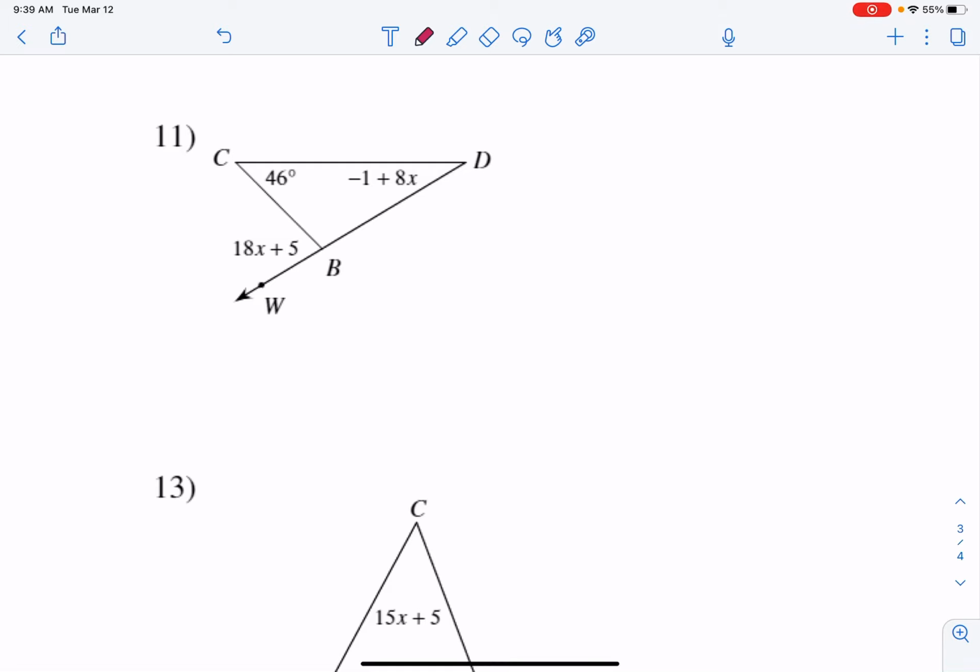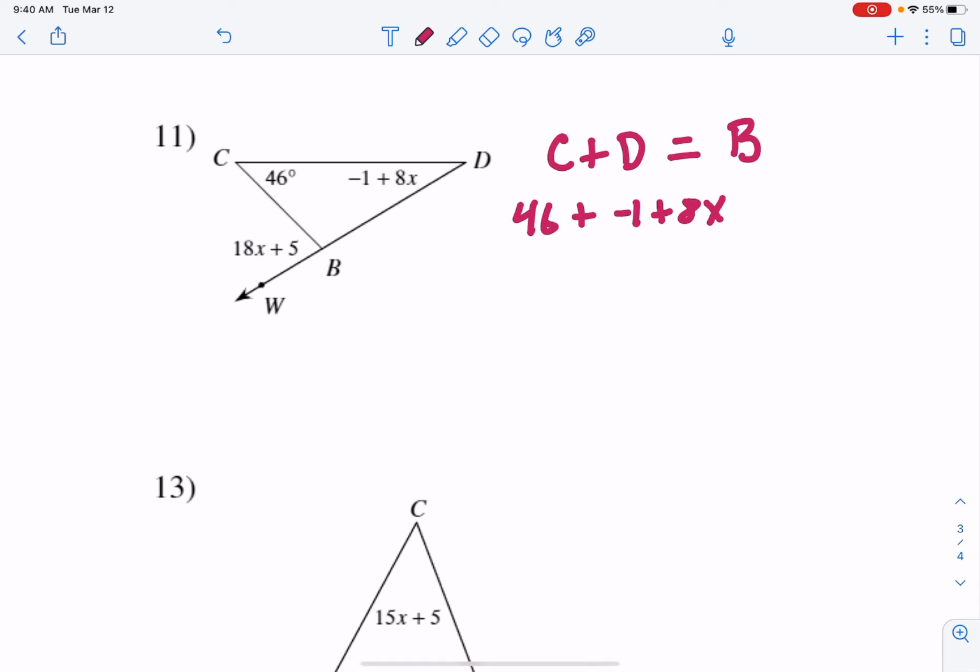So remember, for this equation, our two interior angles, C plus D, are going to equal our exterior angle, B. So I'm going to do C is 46. D is -1 plus 8x. And that's going to equal 18x plus 5.